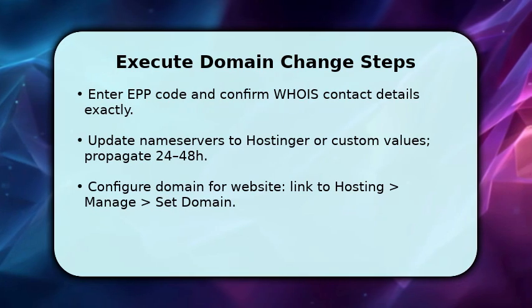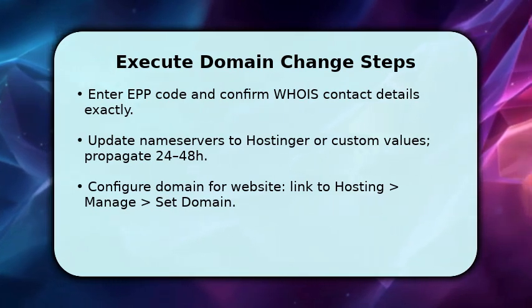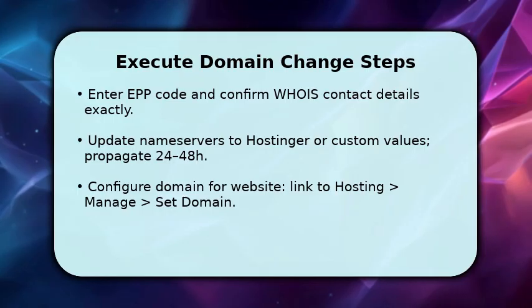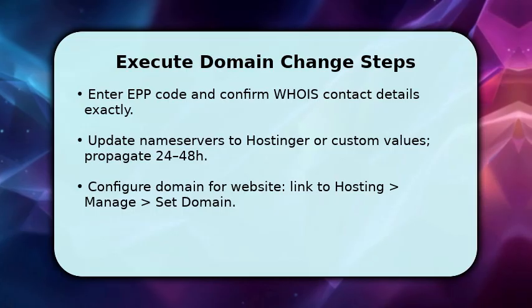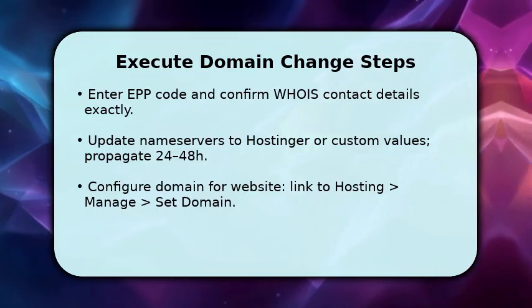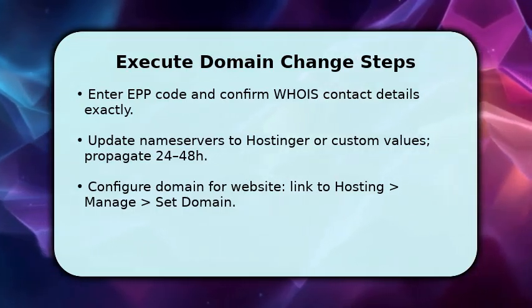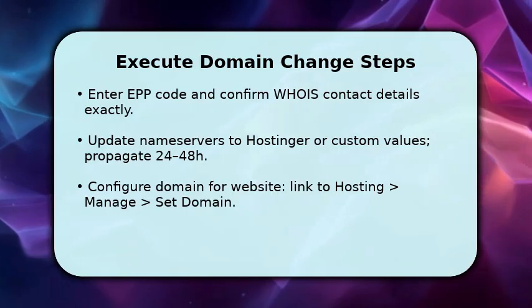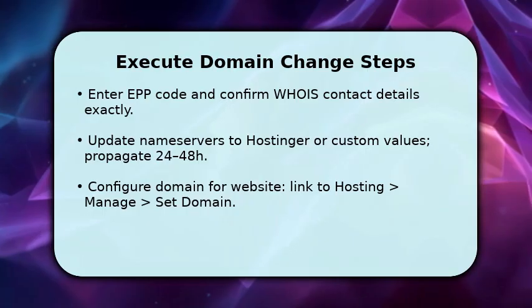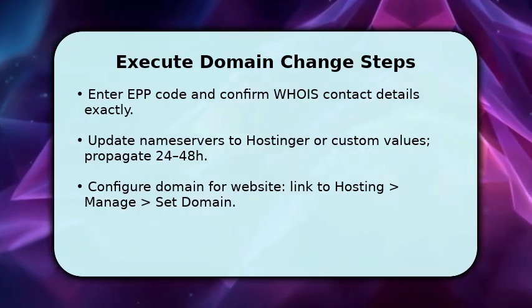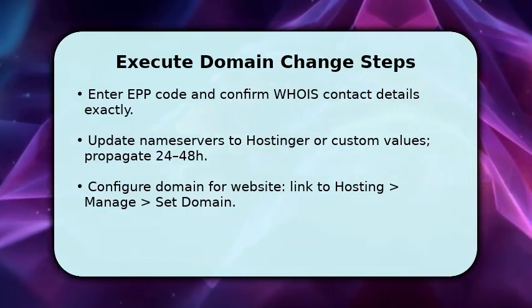You'll now execute the core steps. Enter the EPP code in Hostinger's transfer form and confirm your contact details exactly as current registrar records show, because mismatches block transfers. Next, update name servers to Hostinger's defaults or your custom DNS records. Make sure any existing A, CNAME, MX records are recreated to avoid email or site downtime.